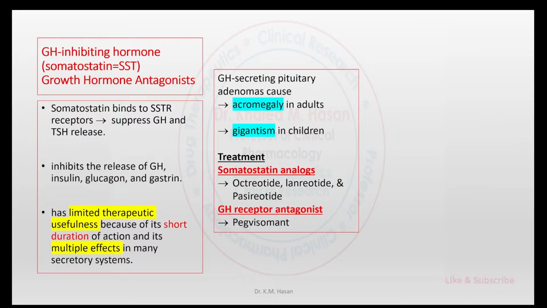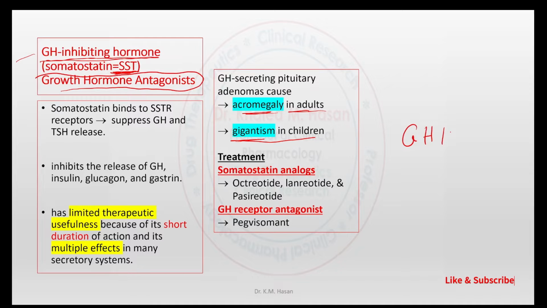Moving to the next hormone, the somatostatin hormone. Here we have patients with acromegaly in adults or gigantism in children. You can see here this is called growth hormone inhibitory hormone, growth inhibiting hormone, and the name is somatostatin. Another name we can call this one is growth hormone antagonist. So we have three names: growth hormone inhibitory hormone, somatostatin, and growth hormone antagonist.